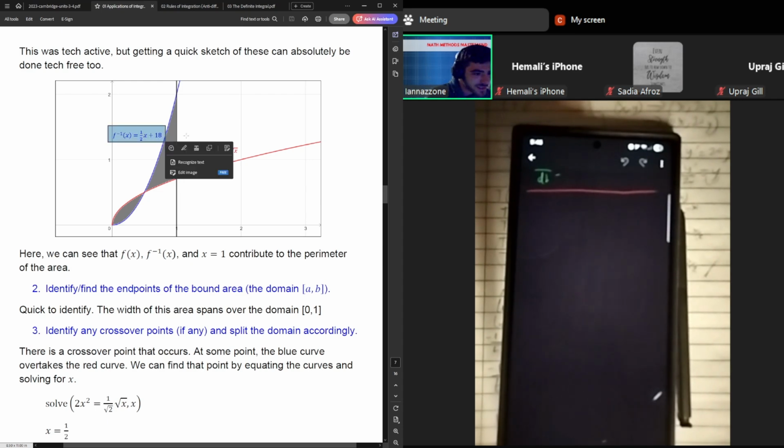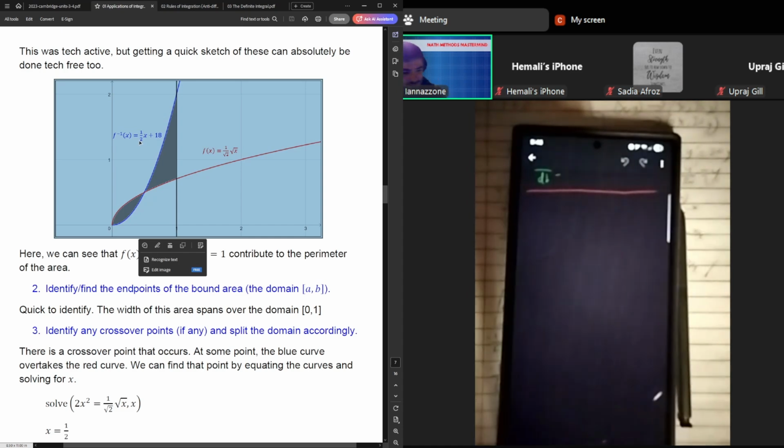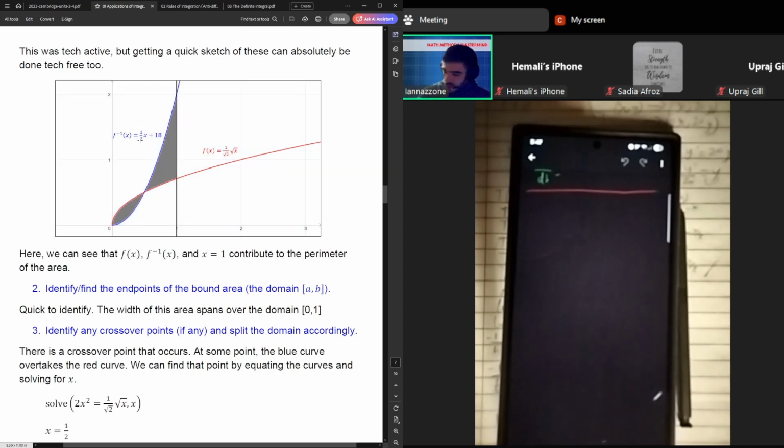That's supposed to be the quadratic. Rip. Alright, I'm going to write a note for that. Fix f inverse x quadratic. That is supposed to be written as a quadratic.